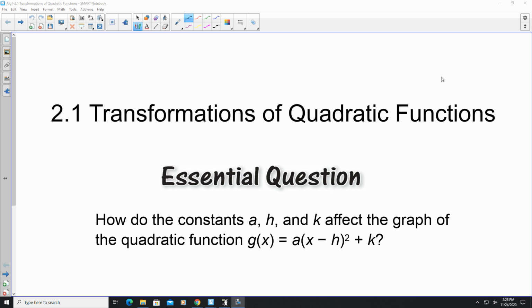Welcome to the video. In this lesson, we're going to be looking at section 2.1, transformations of quadratic functions. So we know that anytime we have a quadratic function, we are going to be looking at a parabola, either a right side up U shape or an upside down U shape.